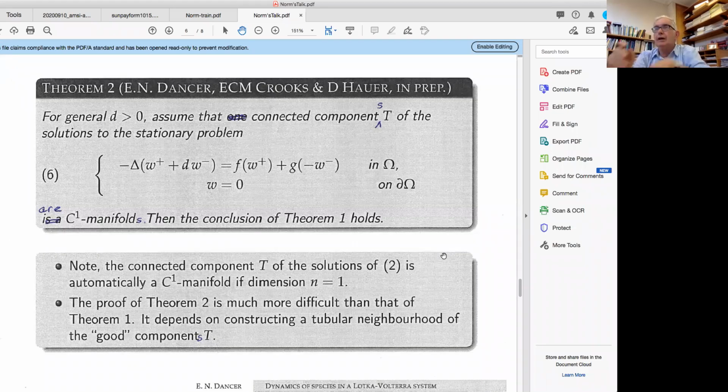Now, as I was saying, the reason we can do things if these components are good is that we can choose these nice neighborhoods where we can do computations. It's tubular neighborhoods very much in the sense of differential topology, but we need some smoothness here to be able to do the construction.